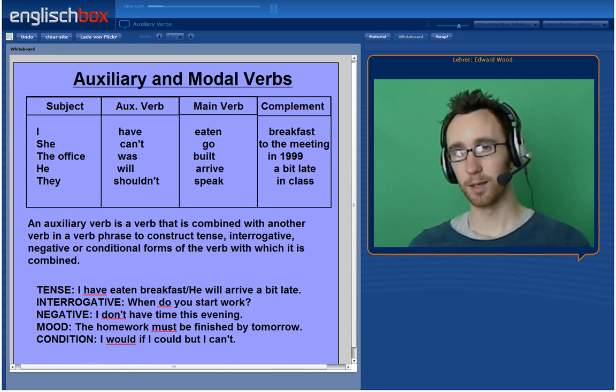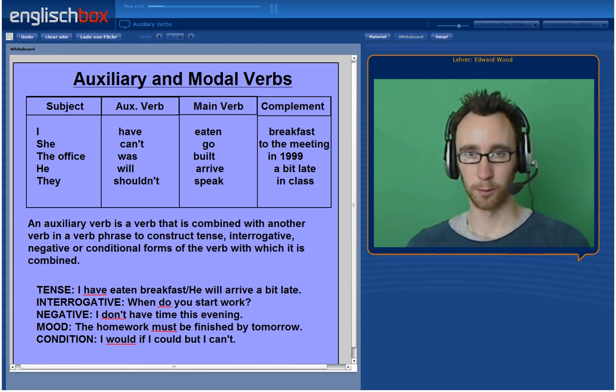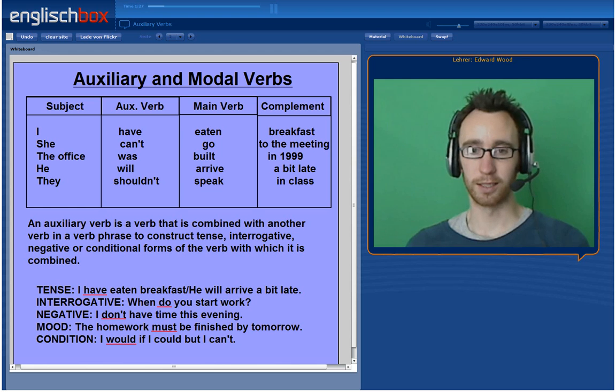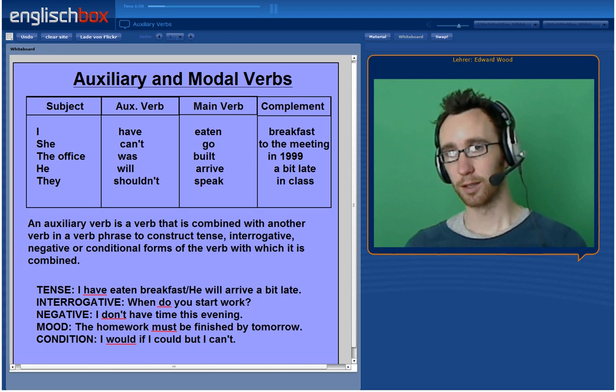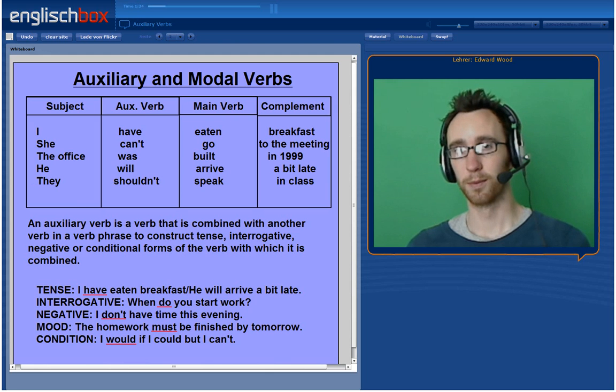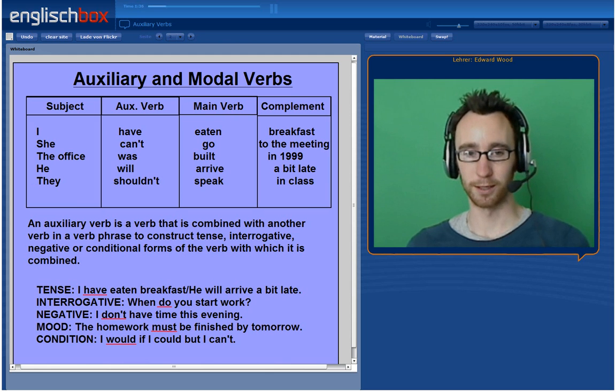For regular verbs in a negative form, we also need to use auxiliaries in all the different tenses. So I don't have time this evening. Don't is the auxiliary in negative form for a present simple sentence.